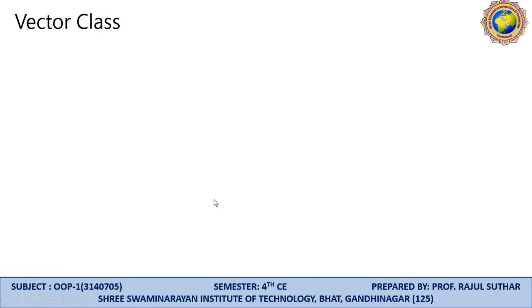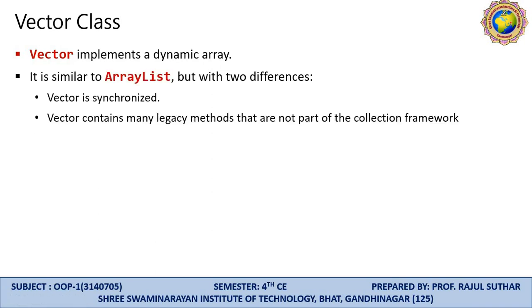Then the Vector class. What is a Vector class? Vector implements a dynamic array. It is similar to ArrayList, but with two differences. Here Vector is the same as ArrayList, but the difference is that Vector is synchronized. You can say that Vector is synchronized.